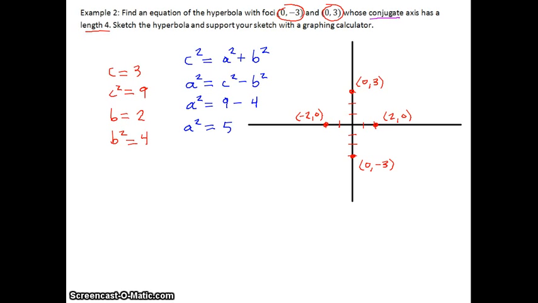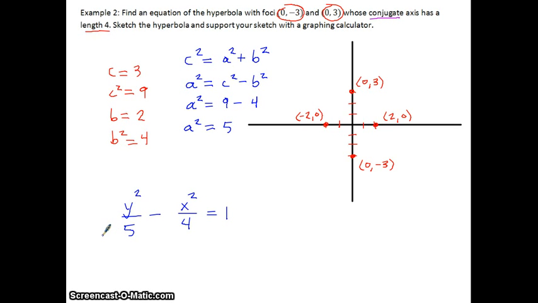So we have that a squared is equal to 5 based off of our Pythagorean relation. We know that for a hyperbola, c squared is equal to a squared plus b squared. So to find the a value, I subtracted b squared from both sides, and we have a squared equals c squared minus b squared. We have c squared, we have b squared. That means that a squared equals 5. And so from here we can write out what the equation of our hyperbola is. I have y squared over 5, which is a squared.